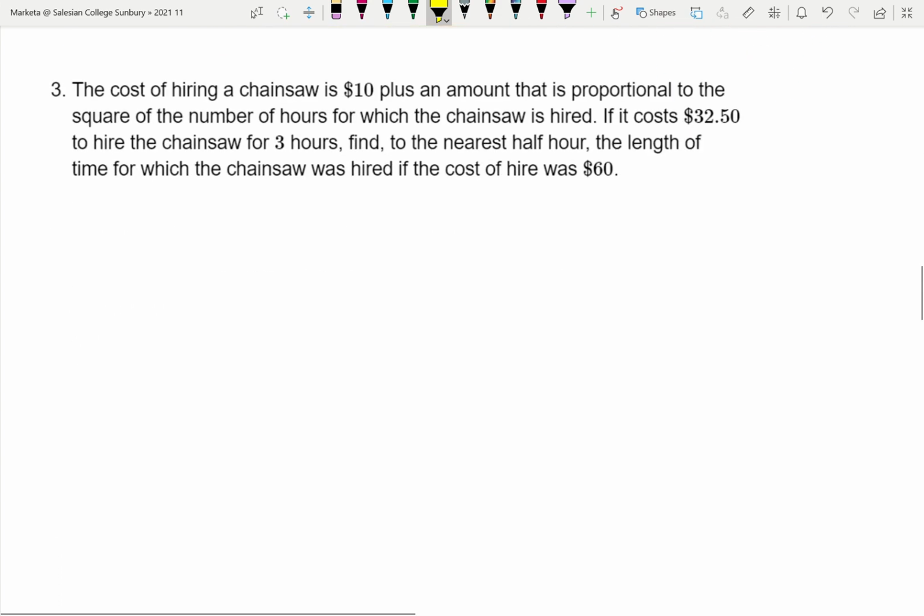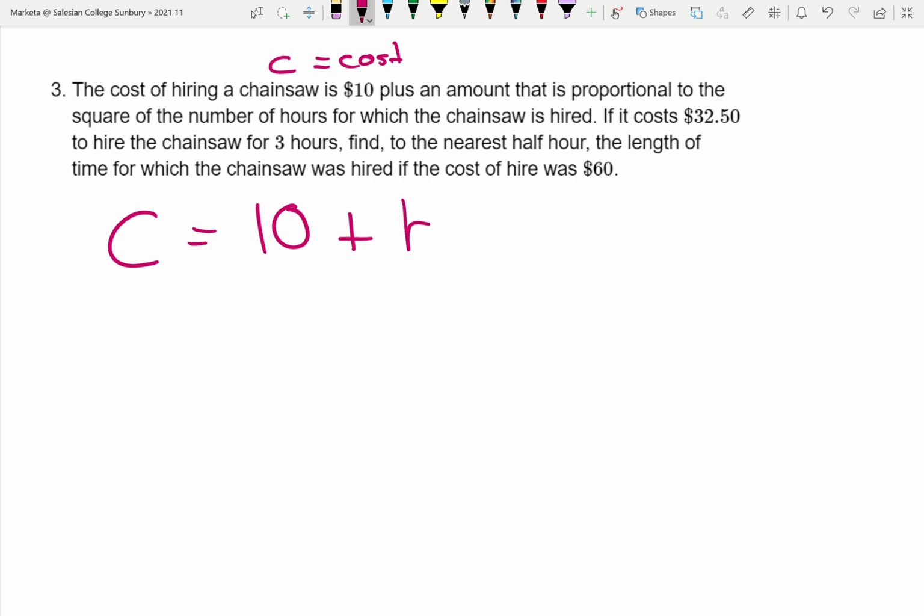Let's go to the third one. Another proportional one, the cost of hiring a chainsaw, so I'm going to call this C as the cost, is going to be $10 plus an amount that is directly proportional to the square of the number of hours for which the chainsaw is hired. Okay, so there's my formula. If it costs $32.50 to hire the chainsaw for 3 hours, okay, so there's our information so we can solve for k. So I'm going to sub that in now.